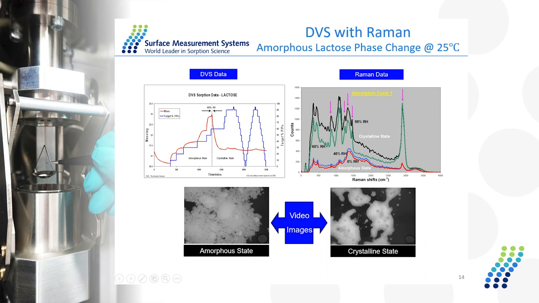And another example is DVS can also be integrated with the Raman or the IR spectroscopy to take the spectra at the end of each relative humidity step, giving more information about the sample, like the change from the amorphous state to the crystalline state at different relative humidity. And those are all the information we can get from DVS data during the experiment.